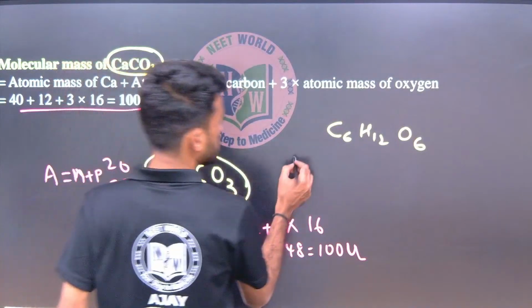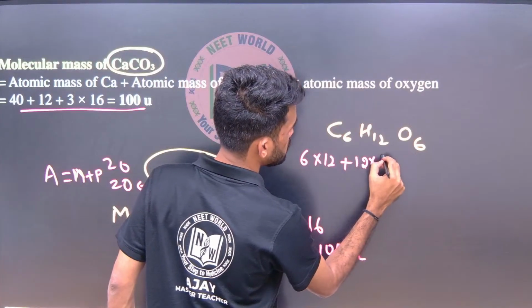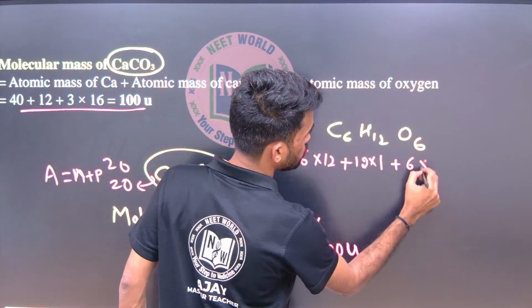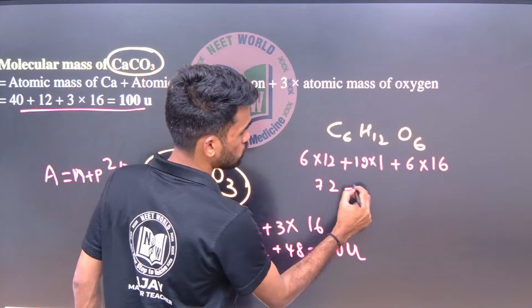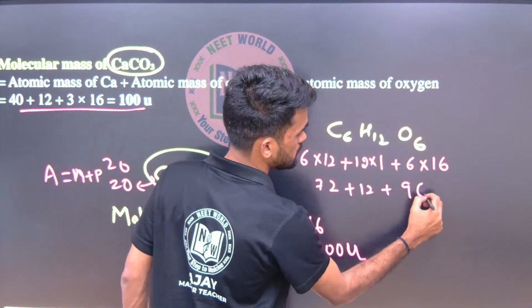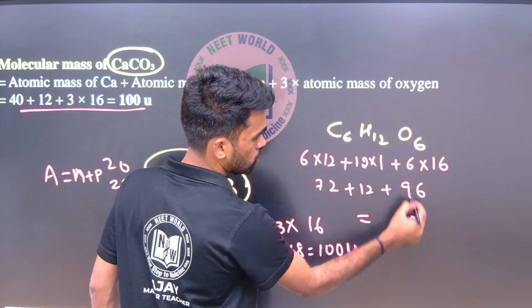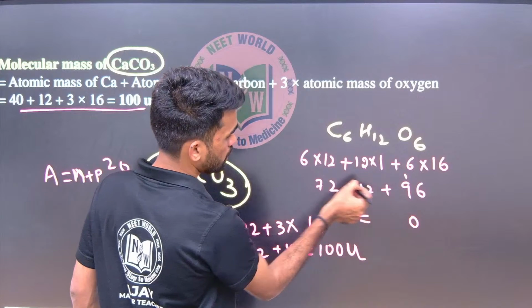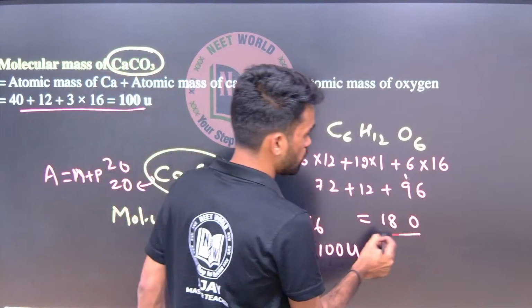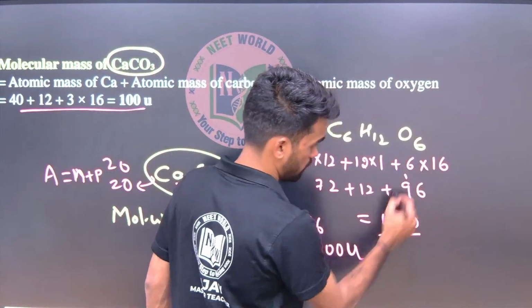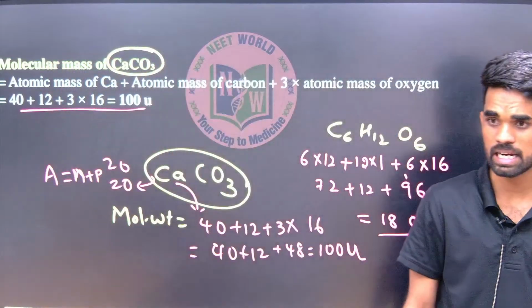Once again, 6 into 12 plus 12 into each hydrogen is 1, so 6 into 16. So how much here? This will be 72 plus 12 plus 96. If you solve this, it will be 180. So what is the atomic mass unit for this? I mean, molecular weight is 180, you should say. Okay, hope this is clear.